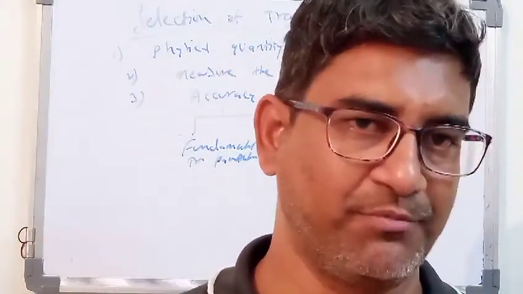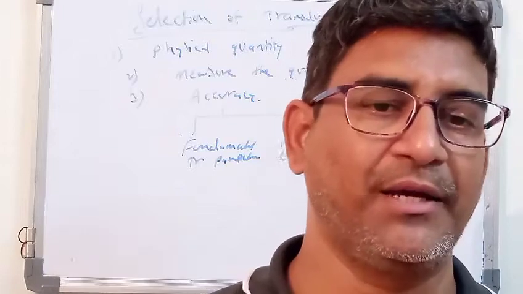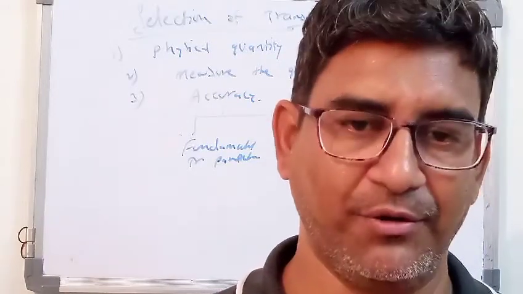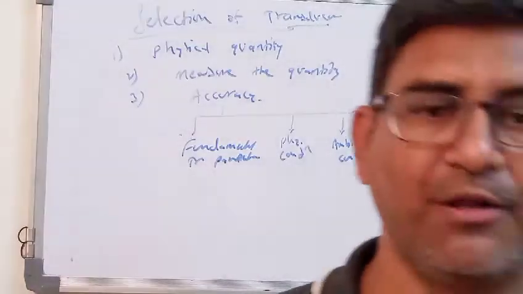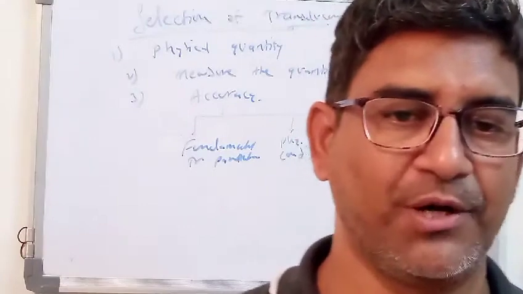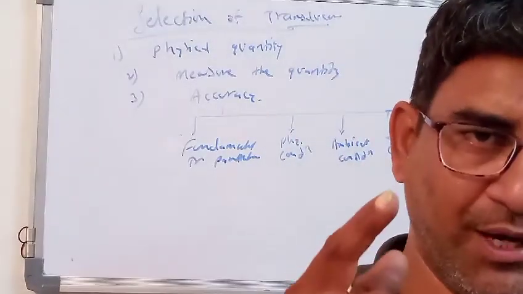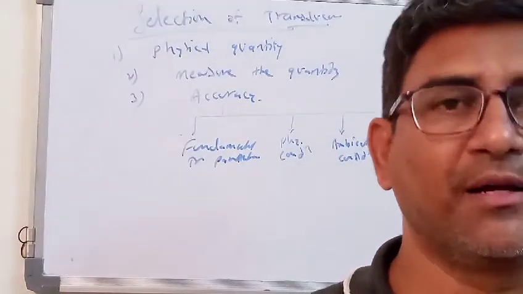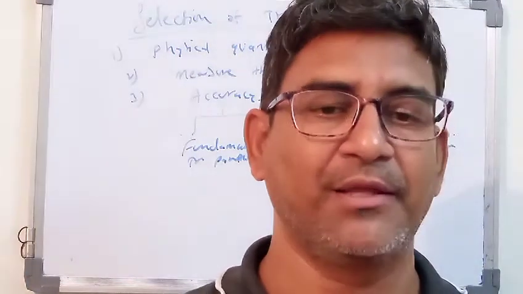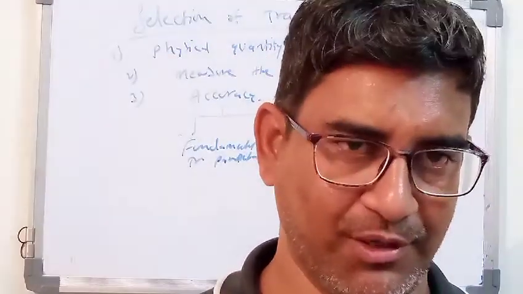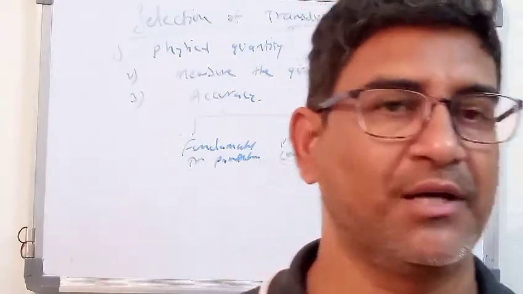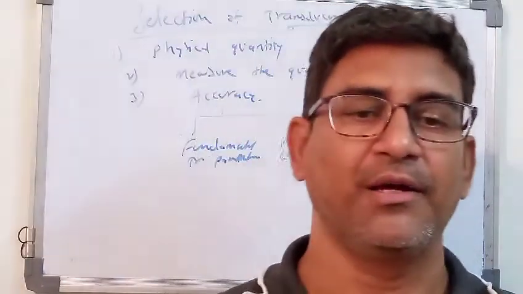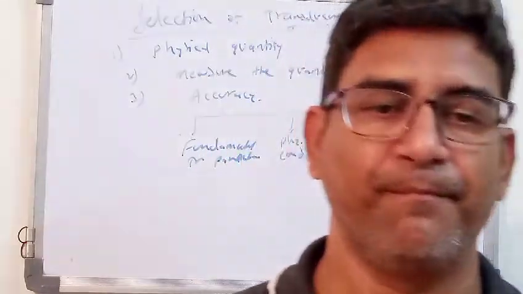The second type offered is the passive transducer. This passive transducer is nothing but it requires an external power. This passive transducer is classified into the first part, that is a resistance transducer, and the second, a capacitive transducer. Coming to the resistance transducer, the first is a resistance strain gauge, second a thermistor, and third a hot wire meter.